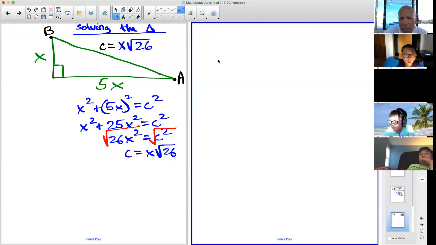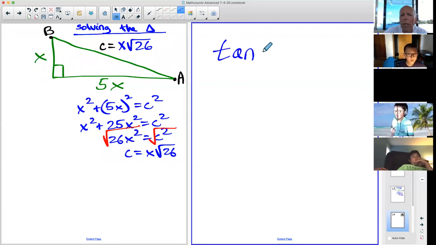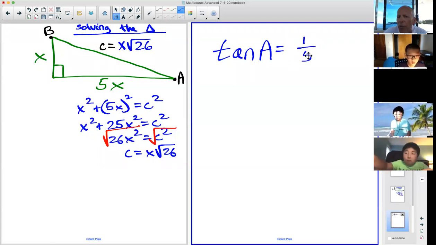The tangent of angle A is what, everybody? 1/5. Do you guys agree with that? Yes. Ray, do you agree? Yes. And Audrey? And Alan?